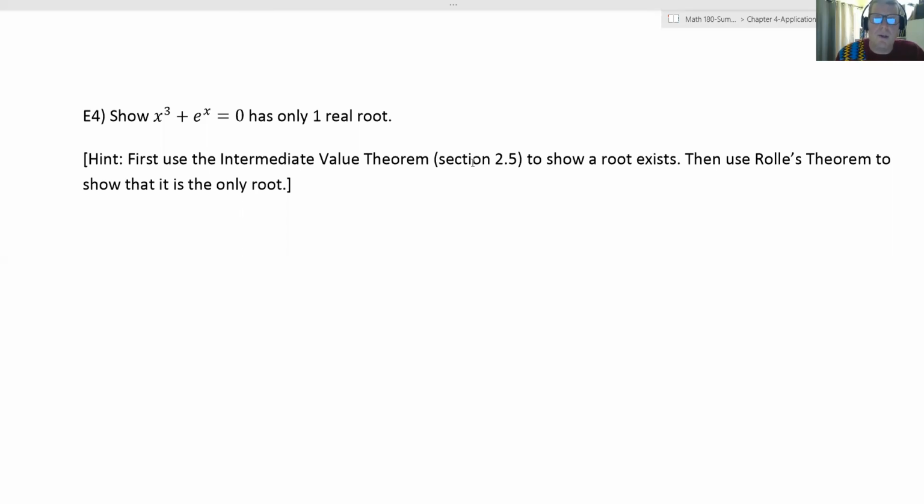Okay, so head into the breakout rooms, and that way you can discuss, in case any of you forgot what the IVT said over the weekend. I'm opening up the rooms. You're going to show x cubed plus e to the x equals 0. Basically you're just going to show that it has one real root, so use the IVT to show that the root exists. I'll give you about 7 minutes to do that.